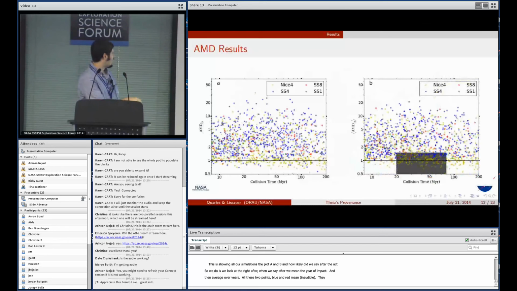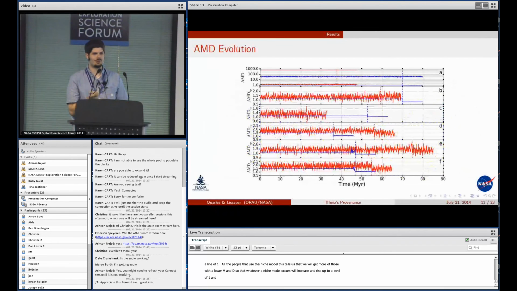And then all the NESF model ones, which are the yellow dots, will stay below a line of 1. And so if we are going to follow people that use the NESF model, this tells us that we'll get more of those with a lower AMD, so that whenever a NESF model occurs, it will increase the AMD later and then rise up to a level of 1 again. So it gives us kind of a check on the NESF model. Is it giving us a result which it needs to account for later?